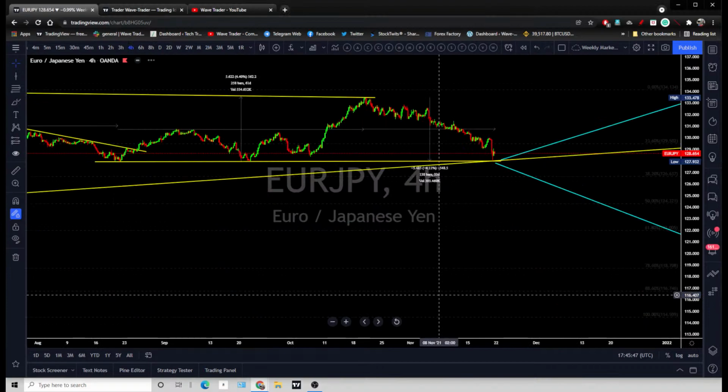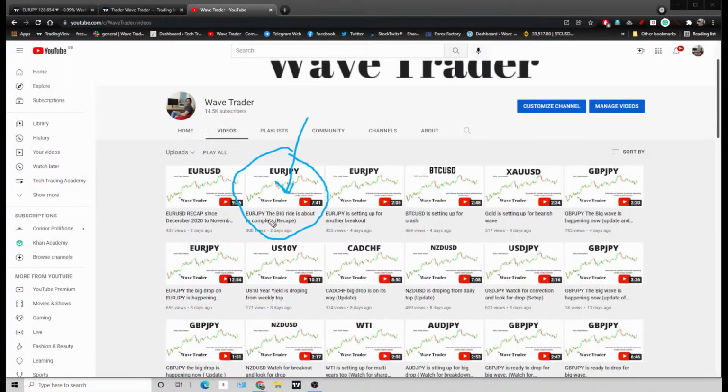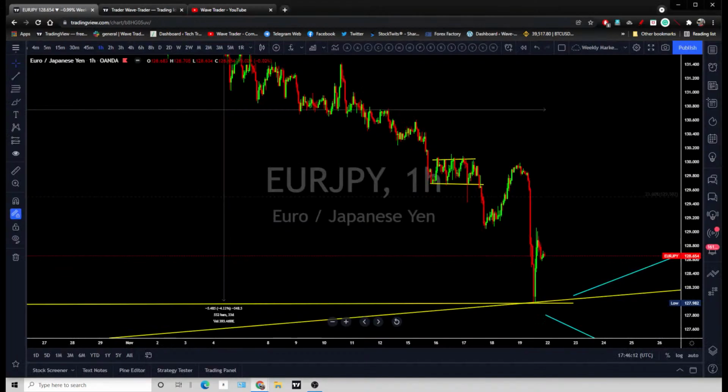The recent setup was there on the 1 hour time frame. Within this video, the euro yen big wave ride is about to complete. So it's completed right now. That video setup was there, with a breakout on this, if you remember, if you have gone through that video. Now that setup is just simply gone.